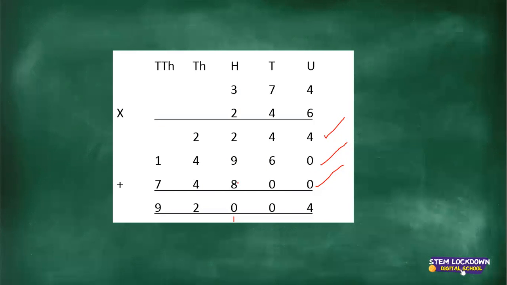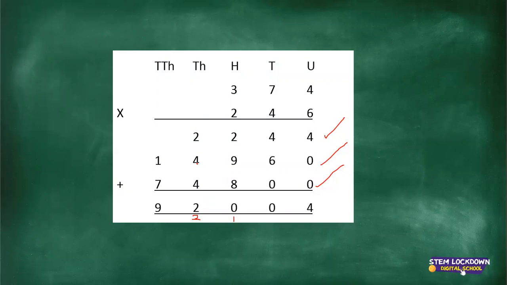10 plus 8 is 18. 18 plus 2 is 20. So we put a 0 here and we carry a 2. Okay, please don't forget to do the carrying. It's very, very important that you have to carry. So now we're going to add the thousands column.